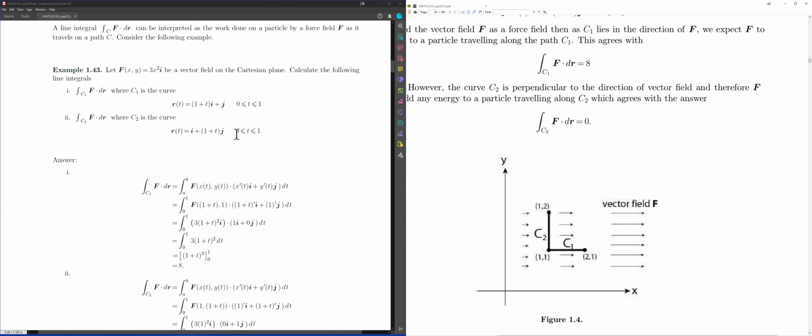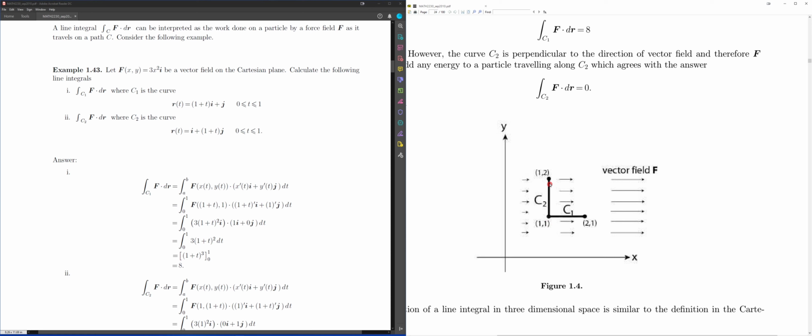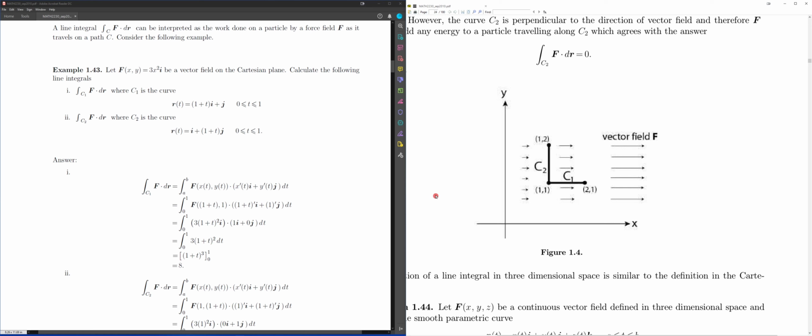If I put in t equals 0 into this, I'm going to get 1 over here and a 1 over here. So this is my start point. The start point is (1, 1). And when I put t equals 1 into this, I'll get 1 over here and 2 over here. So x is equal to 1, y is equal to 2, so I get this endpoint over here. You want to notice that this line segment is a vertical line segment. Now you want to consider, what's going to be your work done?